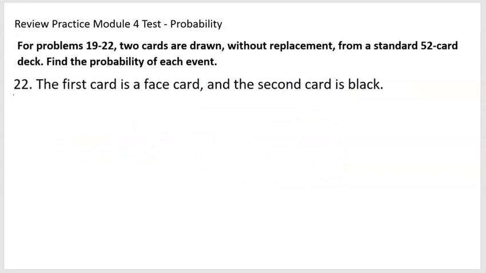All right, so our last problem of the 19 through 22, where we draw 2 cards, we don't put them back in the pile, without replacement. From a standard 52 card deck, find the probability of each event. This time, the first card is a face card, and. This and is very important, right? And the second card is black. If you'll remember, and means multiply. So we're finding the probability that the first card is a face card.